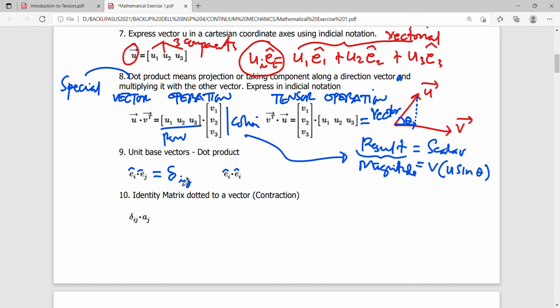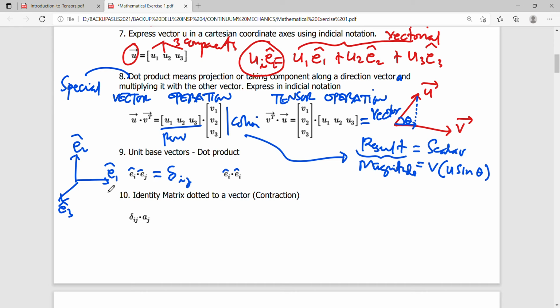So how do I know that this is delta ij? Because if I interpret it on the basis of the values of E, okay, directional 1, 2, 3, so this is 1 unit. If I dot E1 with E1, what is the projection of E1 to E1? It's simply equal to 1.